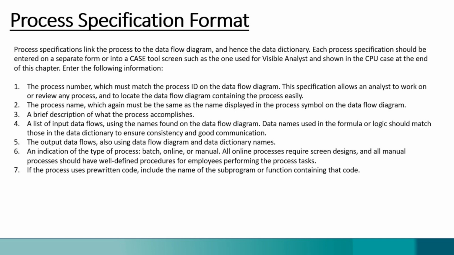Data names used in the formula or logic should match those in the data dictionary to ensure consistency and good communication. 5. The output data flows, also using data flow diagram and data dictionary names. 6. An indication of the type of process: batch, online, or manual. All online processes require screen designs, and all manual processes should have well-defined procedures for employees performing the process tasks.